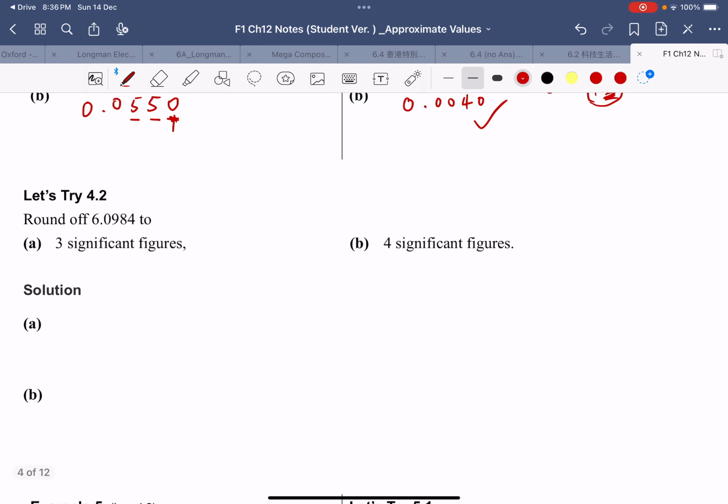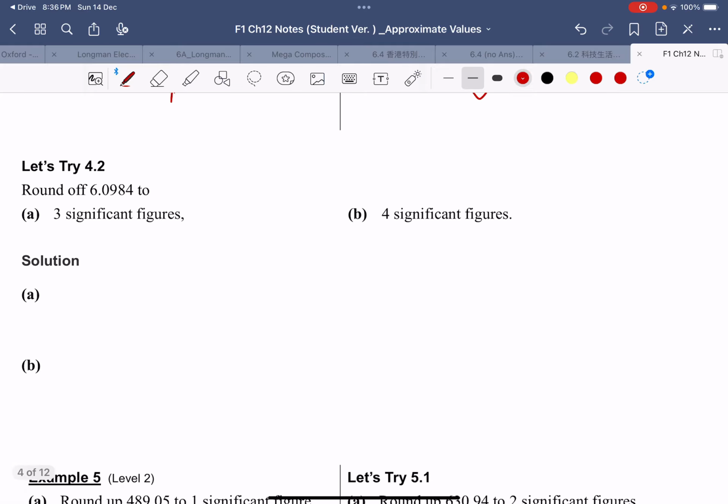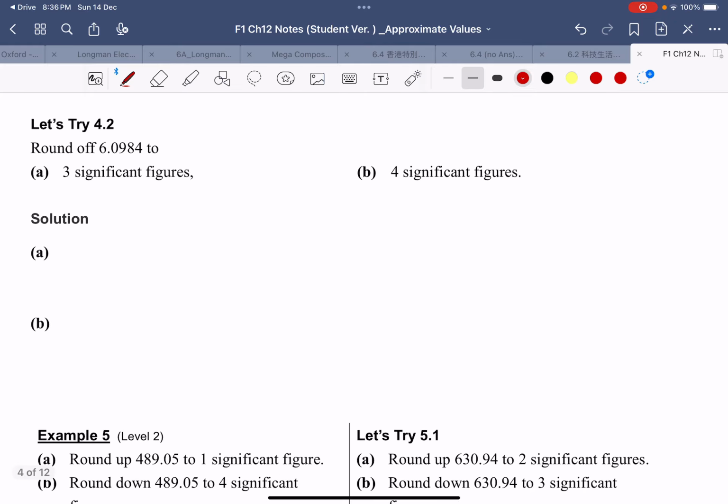Alright, down there we have more examples. Round off. Round off to 3 significant figures. Okay, this is 1, 2, 3, add 1, and then it becomes 110. How about 4 significant figures? Okay, 1, 2, 3, 4. Leave this. So it becomes 0.